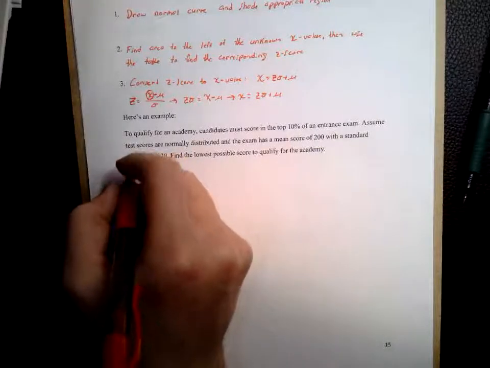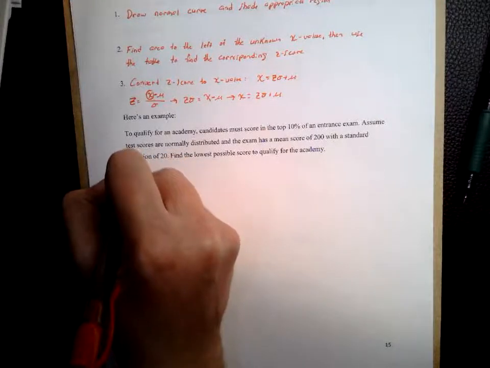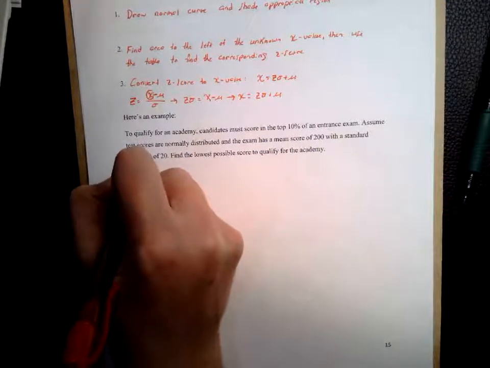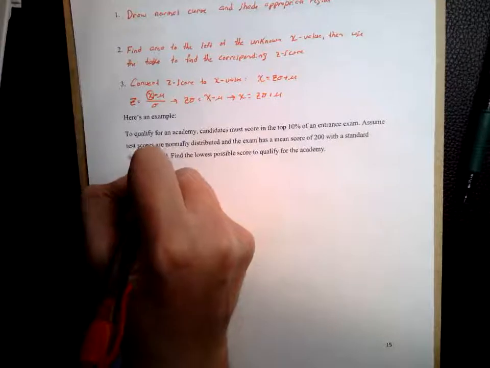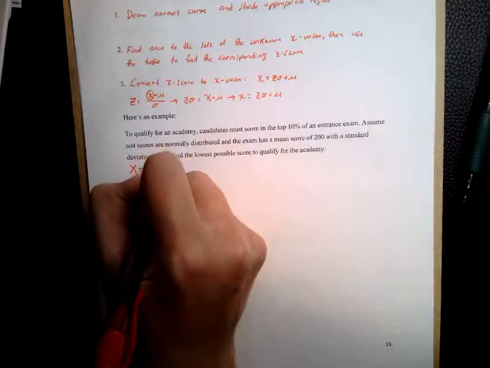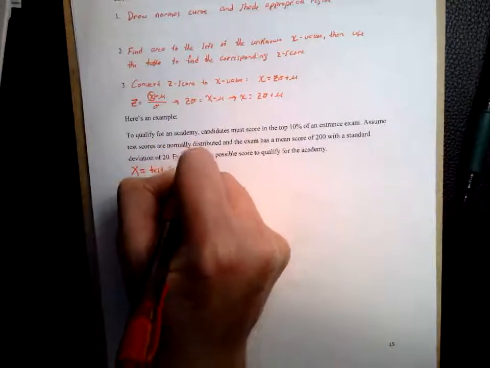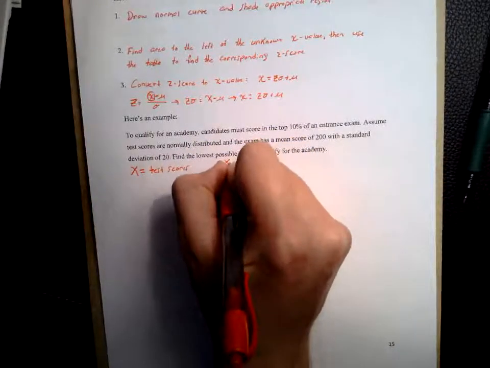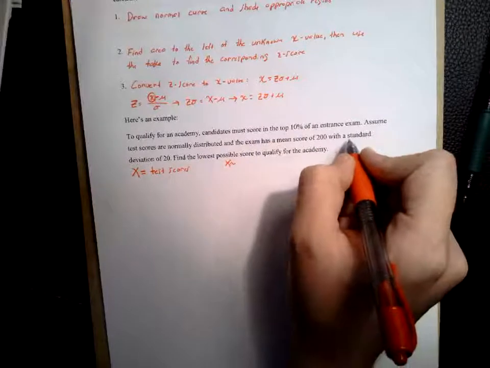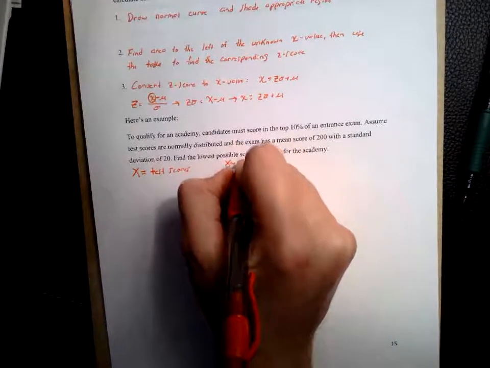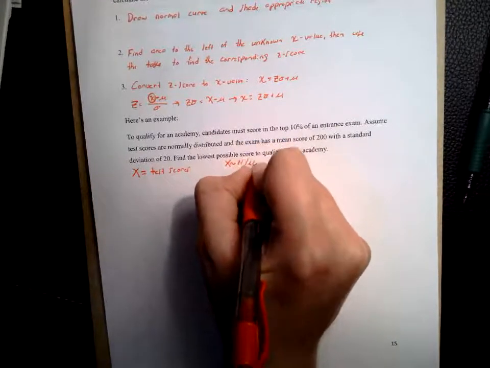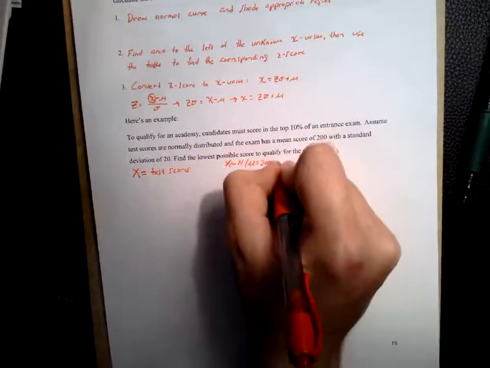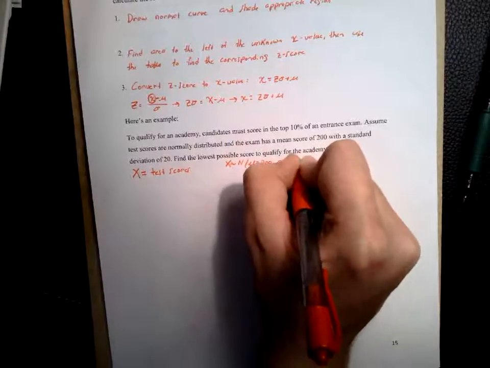In this case, first we need to identify what the random variable we're interested in is. So capital X is our random variable, and this is the test scores. And what is the distribution of these test scores? They are normally distributed with a mean of 200 and a standard deviation of 20.